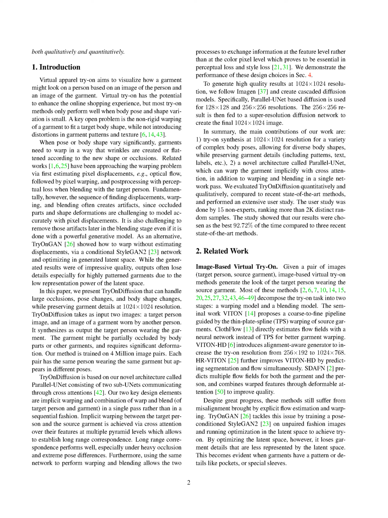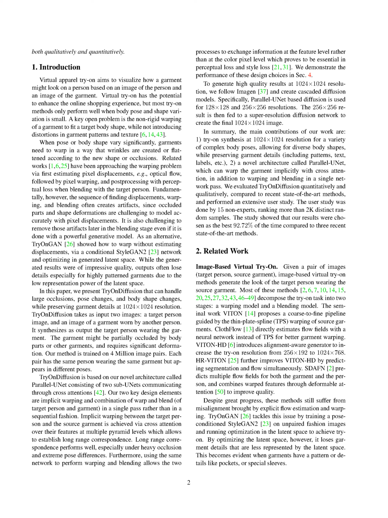Previous methods have tackled this problem by estimating pixel displacements, such as optical flow, followed by pixel warping and blending with the target person. However, this sequential approach often creates artifacts, as it is difficult to accurately model occluded parts and shape deformations using pixel displacements. It's also tough to remove these artifacts at the blending stage, even with a powerful generative model.